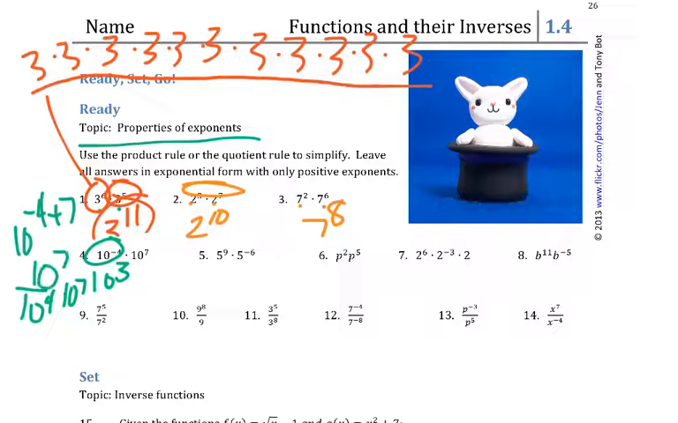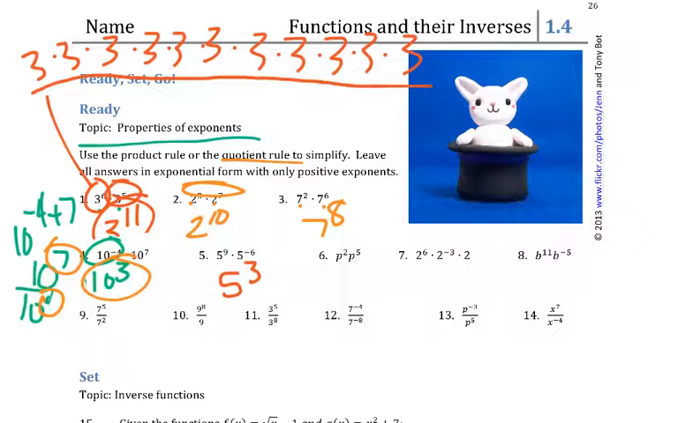And then you'd end up with 10 to the 7th over 10 to the 4th. And then the rule with the quotient rule is that you subtract them. So it would be 7 minus 4, which would still get us to 10 cubed. Okay, number 5, same idea. It would be 5 to the 3rd. 9 minus 6 is 3.